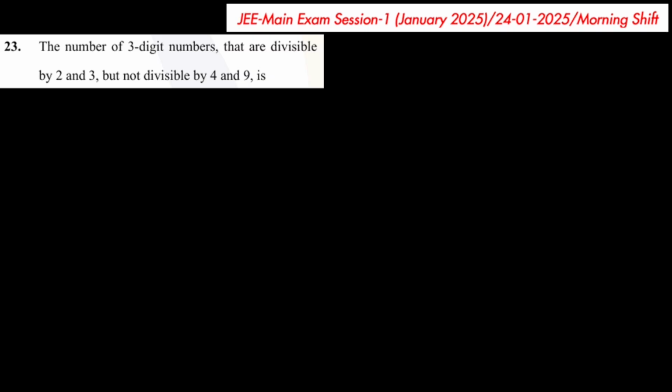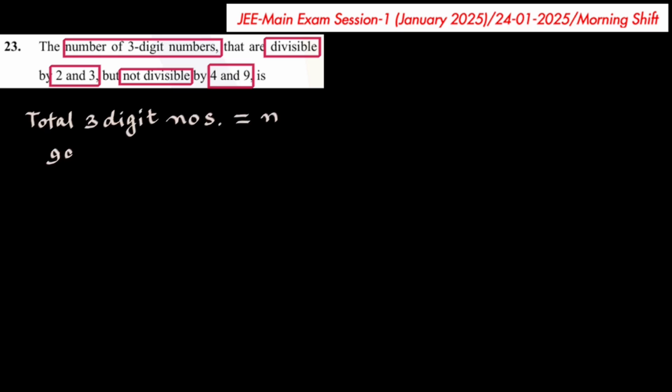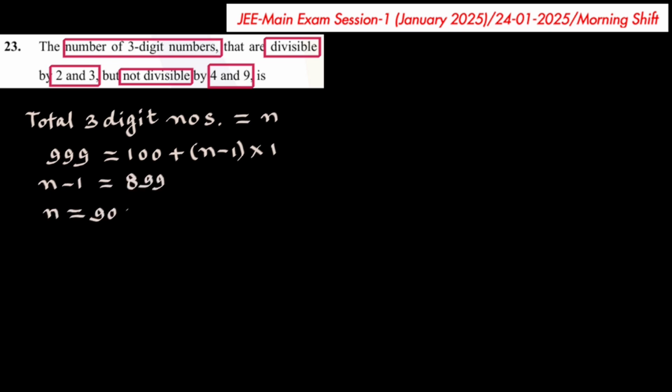In this question, we have to find the number of 3-digit numbers which are divisible by 2 and 3 but not by 4 and 9. Total 3-digit numbers will be, say, n. We have the last 3-digit number 999, equal to first 3-digit number 100 plus n minus 1 into common difference 1. N minus 1 equals 899. So n will be 900.